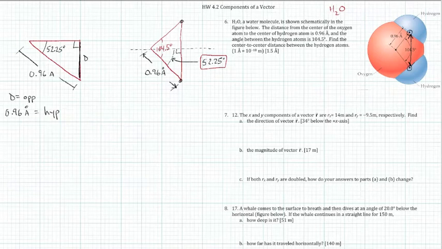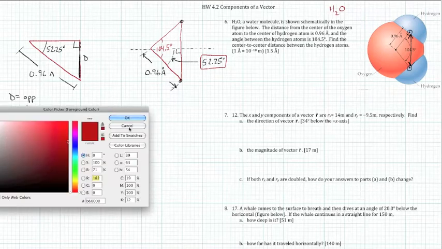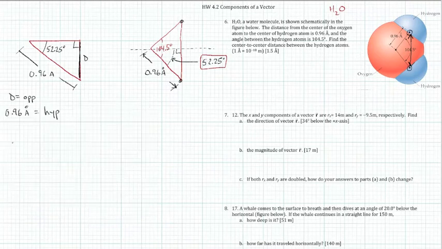HYP. Oops, didn't want to bring that up. Sorry about that. Change the colors here. What other thing did I miss? I missed our angle, right? Our angle theta is 52.25 degrees.